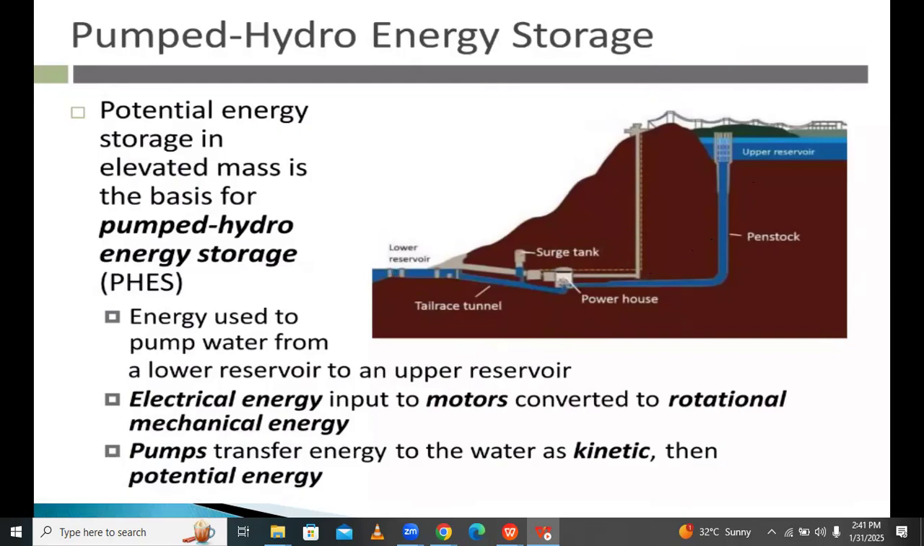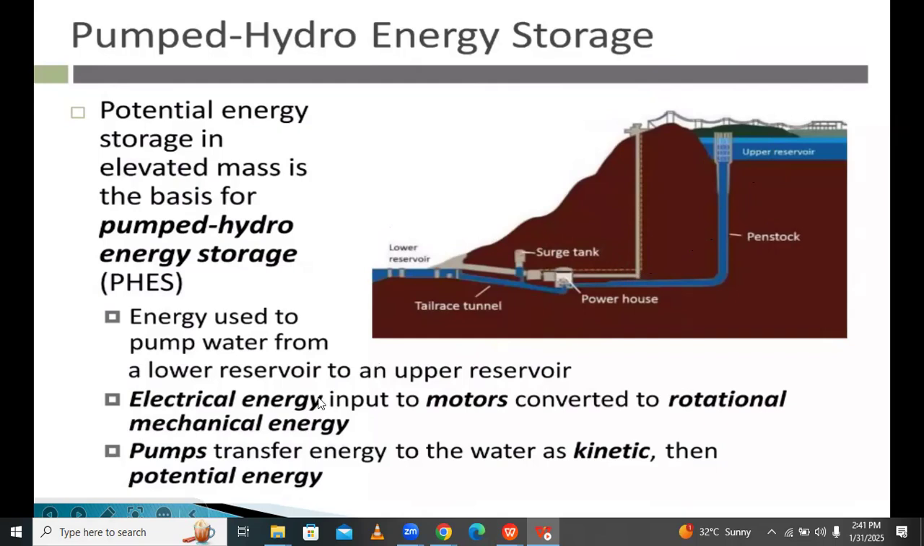When the load on the grid is less, at that condition, whatever energy is available can be used to pump the water from the low level reservoir to the upper reservoir. That is called charging of the pumped hydro storage system. Discharging means it generates the electricity.